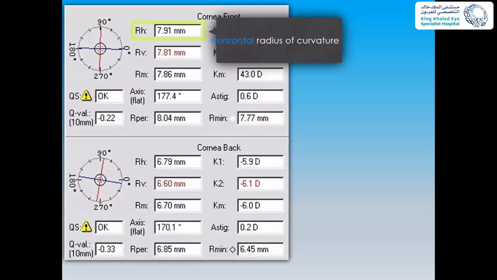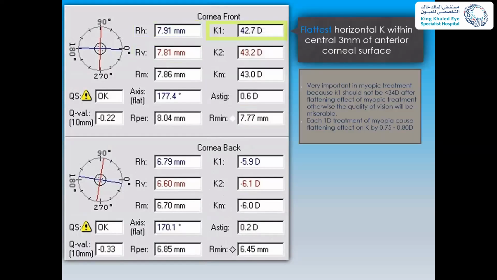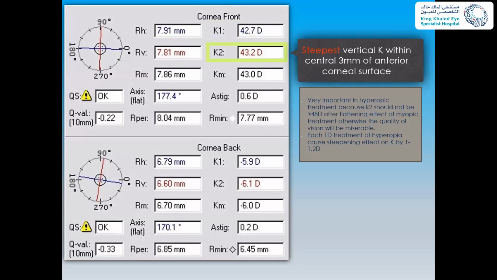This is basically the radius of curvature at the horizontal meridian, and this is the radius of curvature at the vertical meridian. This corresponds to the dioptric power in diopters, K1, which is the flattest K. Flattest Ks are important because when you're doing a LASIK myopic correction, we don't want to go more than 3 to 4 diopters of flattening, because then the quality of vision will be affected. In general, each one diopter of myopia treatment causes a flattening of about 0.75 diopters. K2 is in red, which is the steeper central K reading at 3 millimeters.